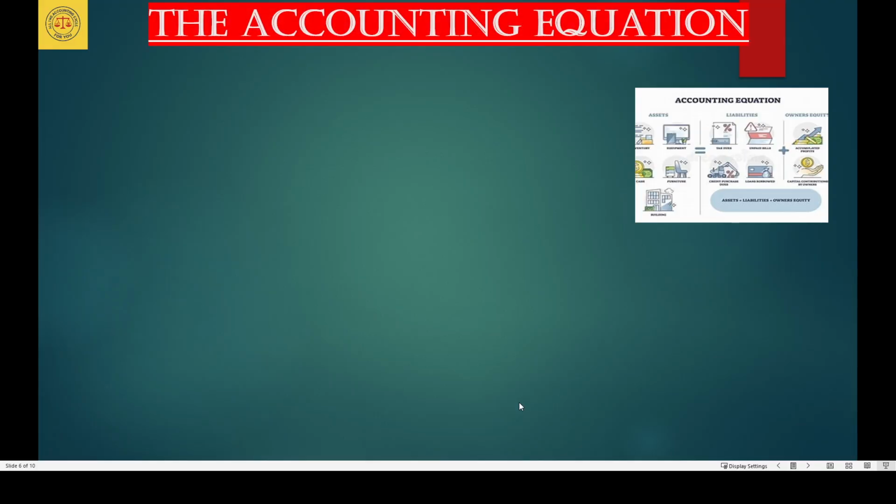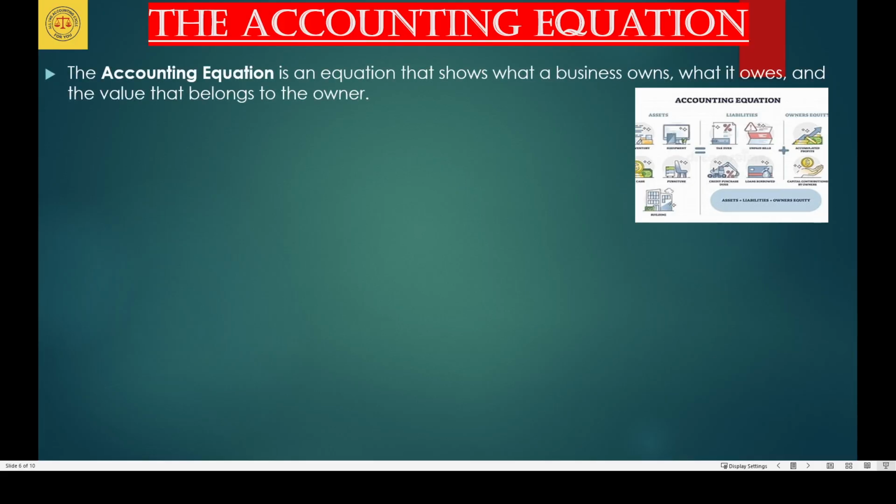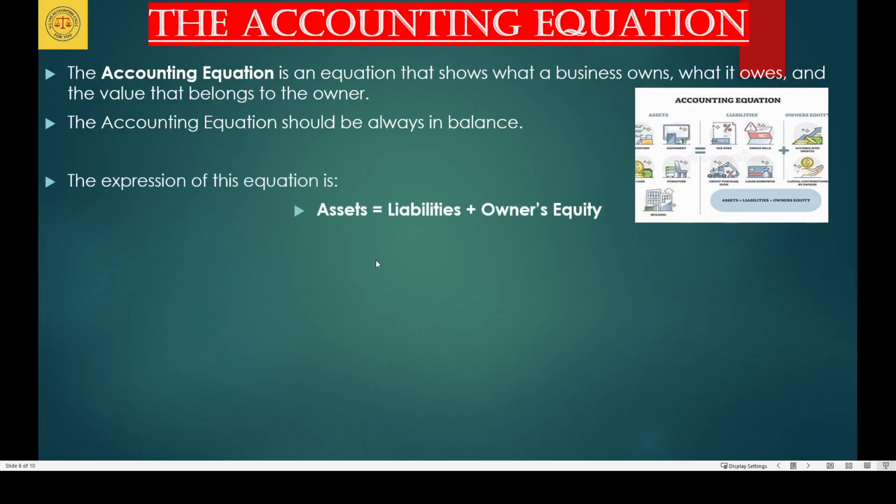The accounting equation. Let's see what the accounting equation is. The accounting equation is an equation that shows what a business owns, what it owes, and the value that belongs to the owners. The accounting equation should always be in balance. It's a math expression, and there is always an equal sign in between. So this is the accounting equation.